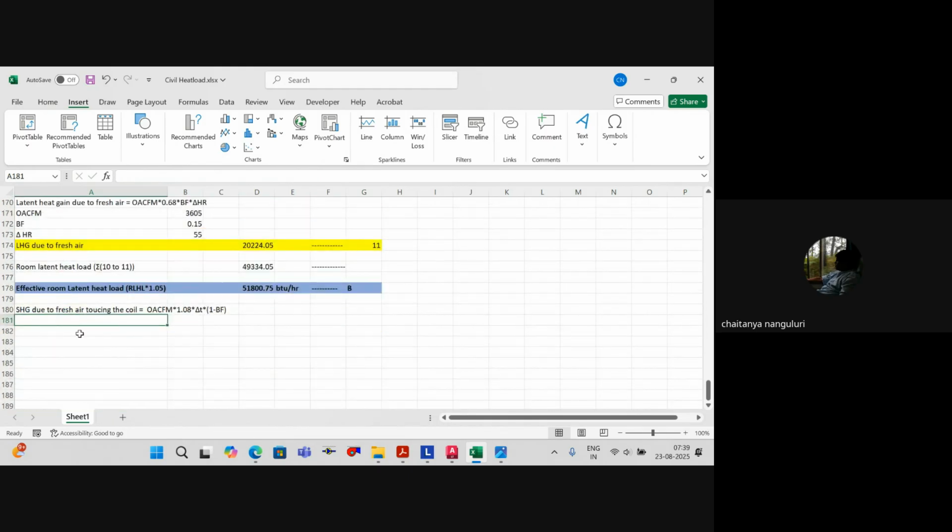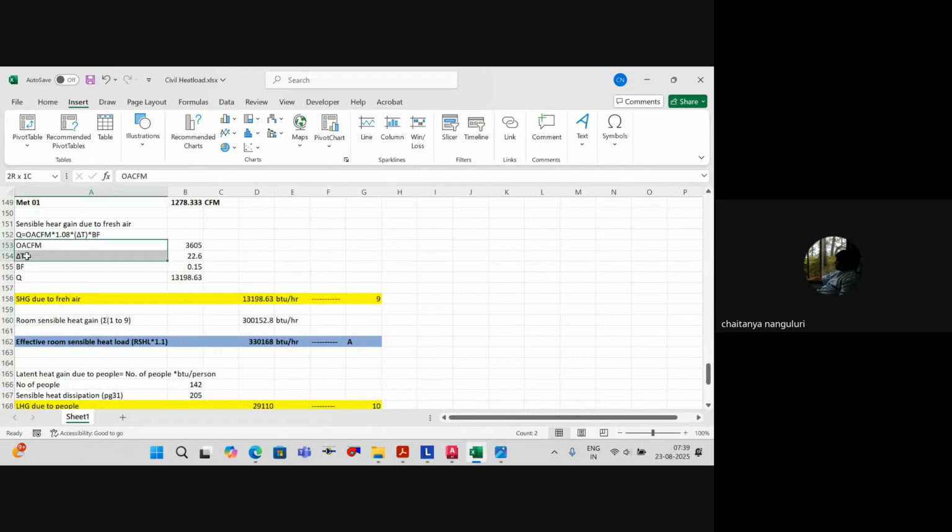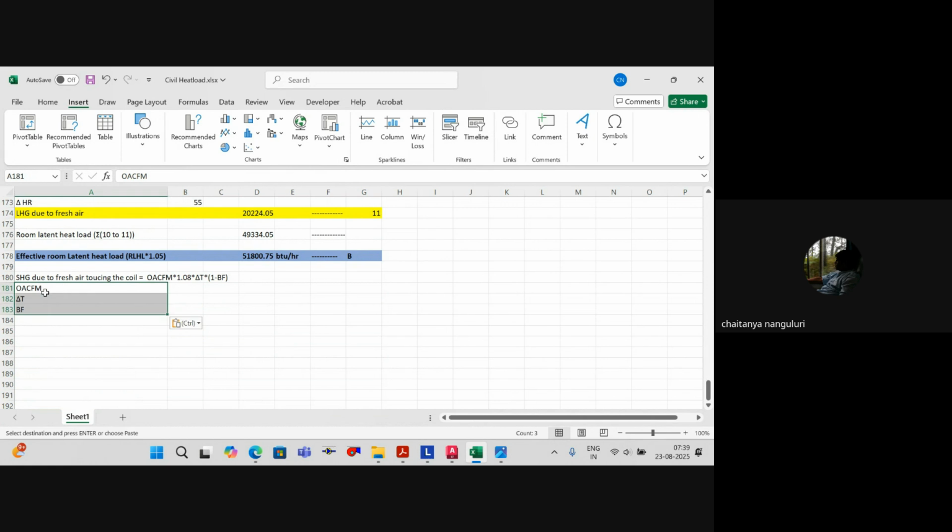So the sensible heat gain, that is the Q value. OACFM we know. Delta T we know. This is capital T, because small t is always used for equivalent temperature difference. That's the reason. Then again we know the delta T value. Bypass factor also we are aware of. You agree? So delta T is how much?